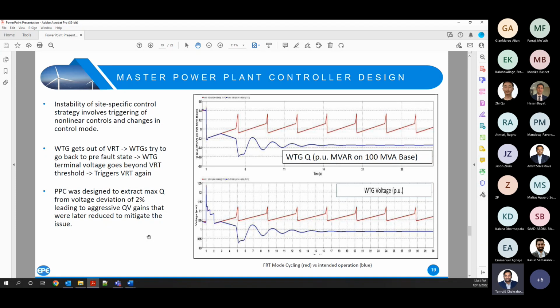What basically happened was, if the PPC is not configured properly, then as soon as you get out of VRT mode, if the PPC is not set properly or is too aggressively tuned, instabilities could arise.